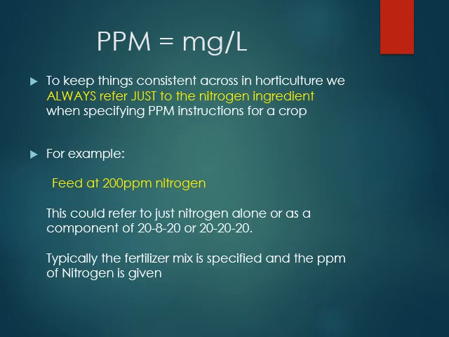So that means that if someone says feed at 200 ppm nitrogen, you're looking at the first number, which is the nitrogen number, and that's going to dictate how much nitrogen is being fed to the crop. Oftentimes they'll specify what fertilizer to use, or sometimes they'll say a complete one, which both of these would be a good example. But as a rule, the ppm is referring to the nitrogen content.